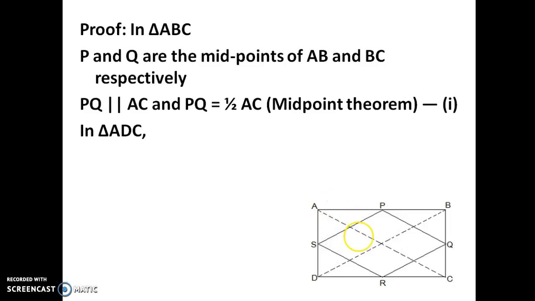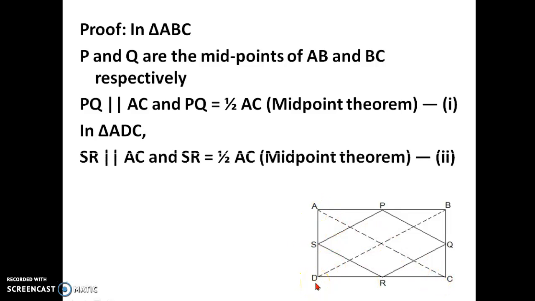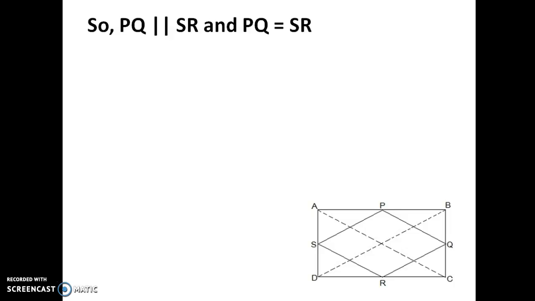Then in triangle ADC, similarly in the second half, we can say that RS is parallel to AC and RS is equal to half of AC by the midpoint theorem. Then PQ is parallel to RS, both are parallel to AC. That means PQ is parallel to SR, and both are equal to half of AC. That means PQ and SR are equal.